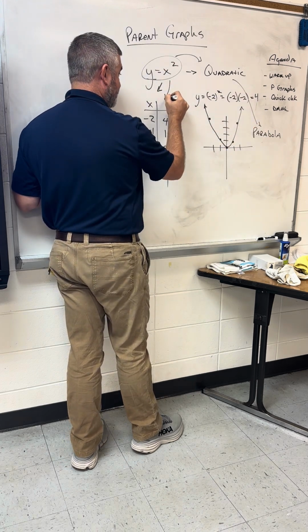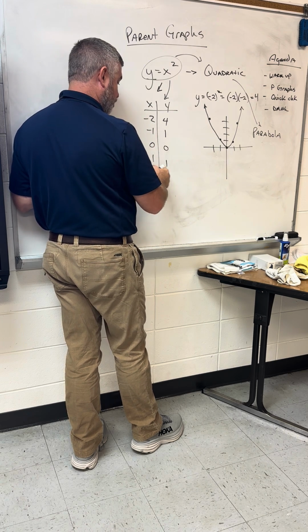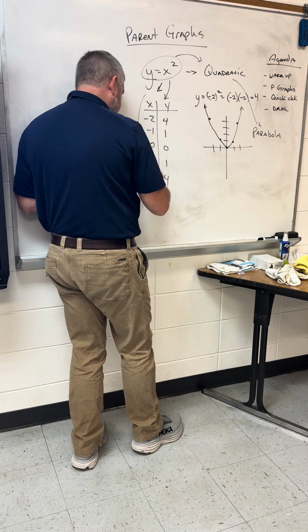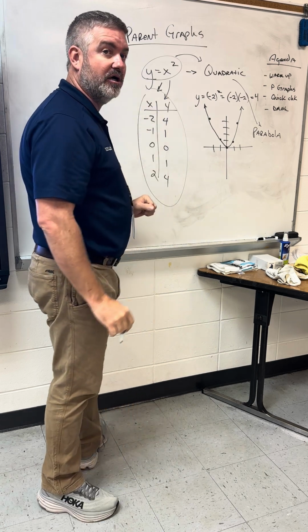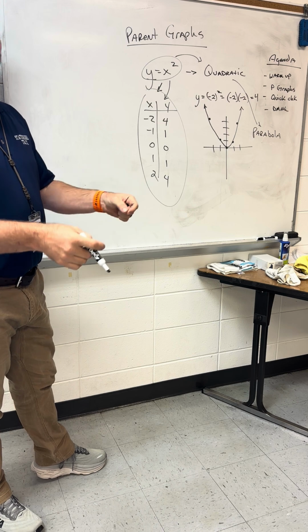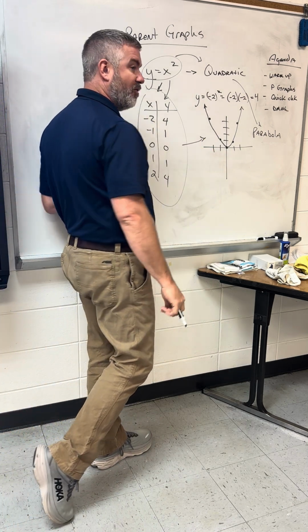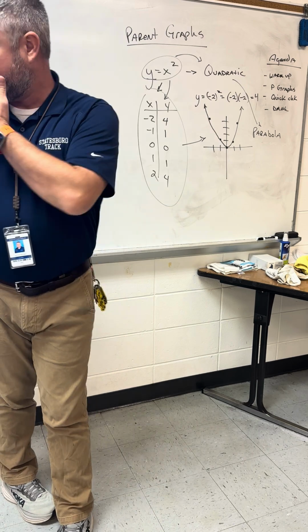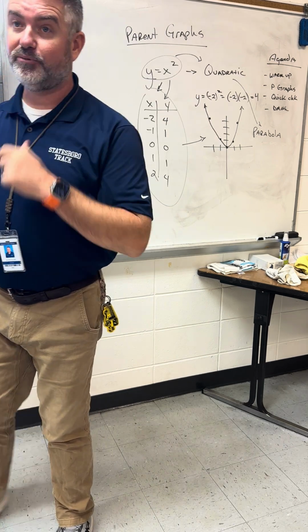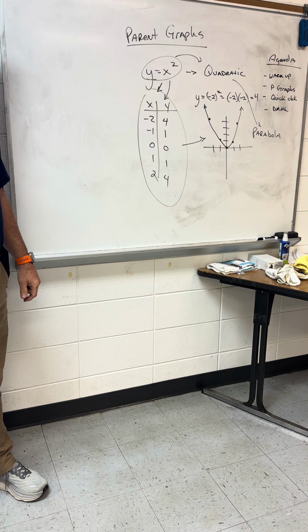We have a very simple t-chart here: negative 2, 4, negative 1, 1, 0, 0, 1, 1, 2, 4. You need to memorize this t-chart goes with y equals x squared. It goes with being a quadratic. And then lastly, you need to memorize what the graph looks like. Here's Desmos right here, a nice, pretty graph. Y equals x squared.